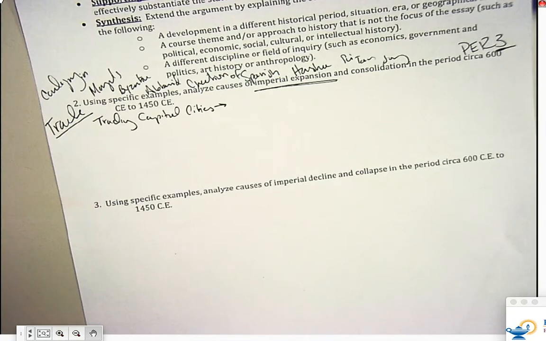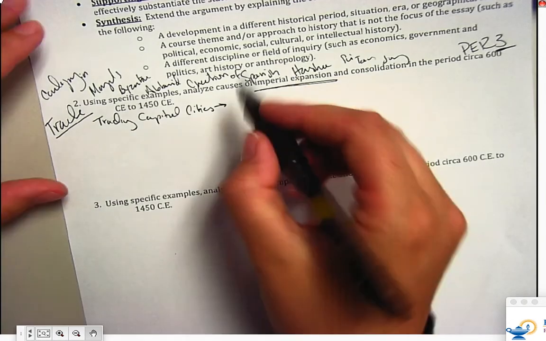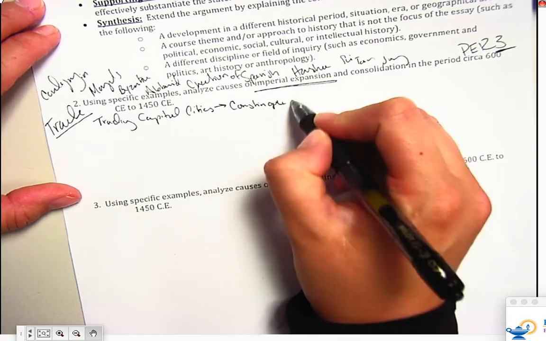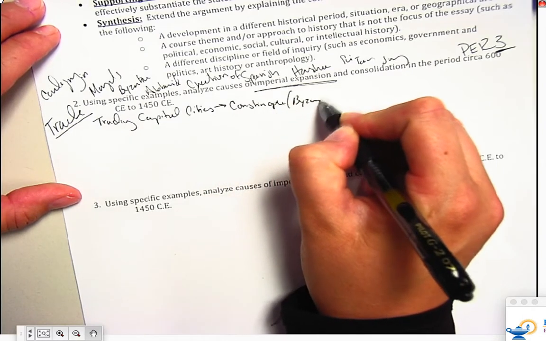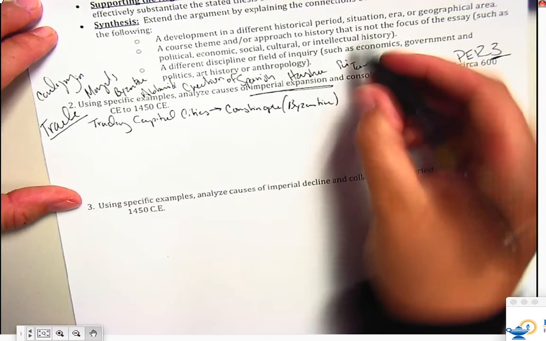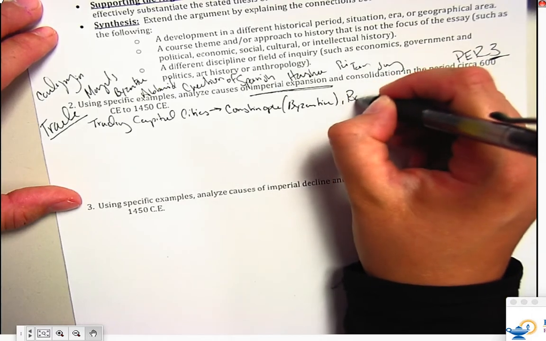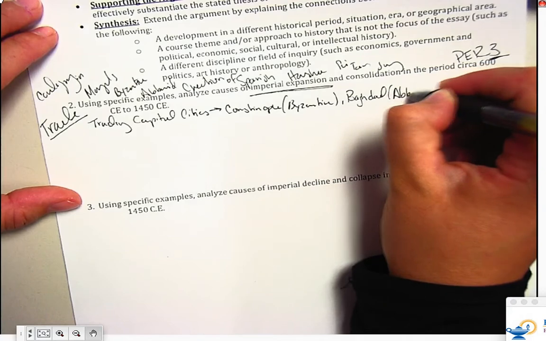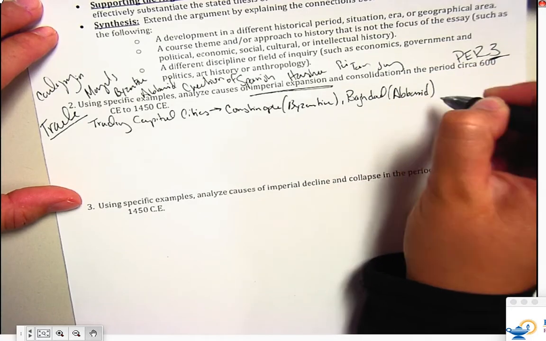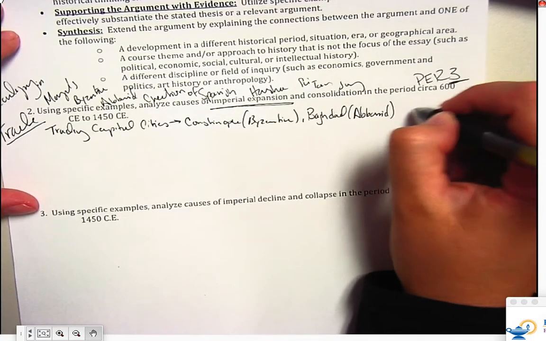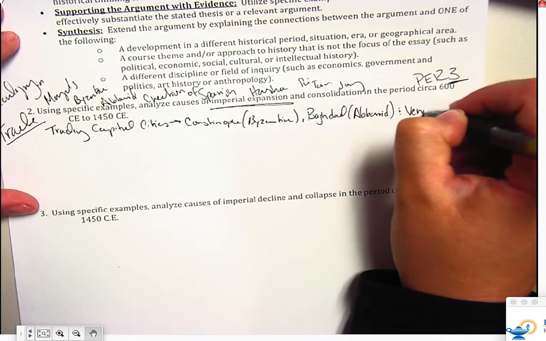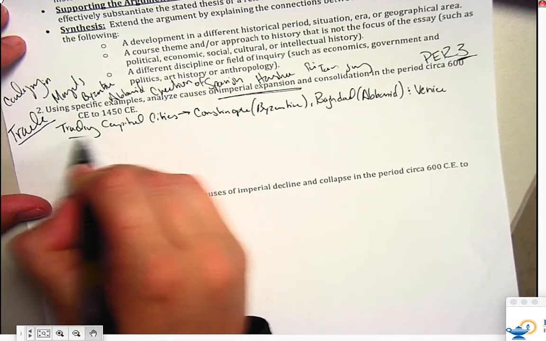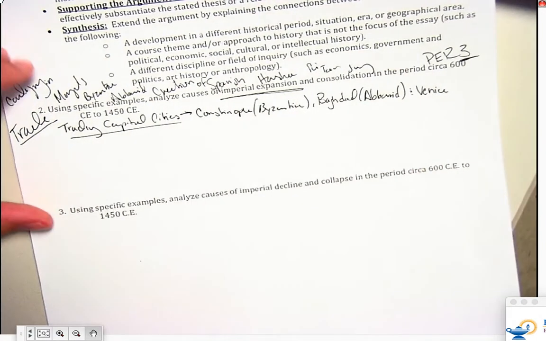So if we're going to talk about it, we have to give specifics. So we have Constantinople, which is, of course, Byzantine. What else is another major trading capital, Aiden? Baghdad. For who? The Abbasid. And give me another one. What is another major trading capital, Max? Venice. Okay, so we have major trading capitals. So we can talk about that.